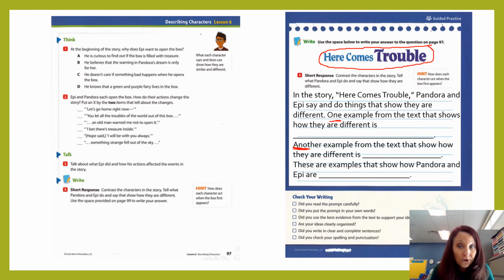If you want to do a third example, you are more than welcome. But then the last sentence is, these are examples that show how Pandora and Epi are, and I'm going to let you fill in the blank. What did you just give me examples of? That should be easy, but I want you to fill in the rest of it. Okay, so again, onliners, these sentence starters are in Schoology, and hybrid students, you need to use these in your writing.